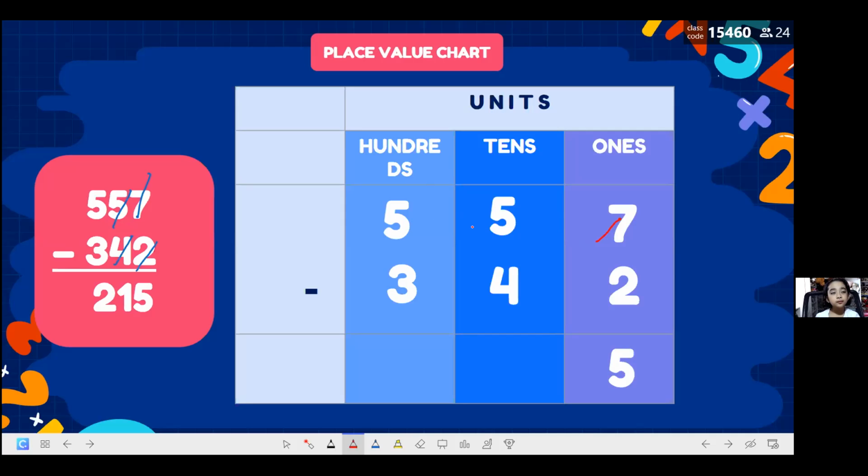And next, what numbers should we subtract next? 5 minus 4. Yes, 5 and 4. Very good. 5 minus 4, that is 1. And for the last one, what numbers should we subtract next? 5 minus 3. That is? Yes, equals 2. Very good. So, all right.